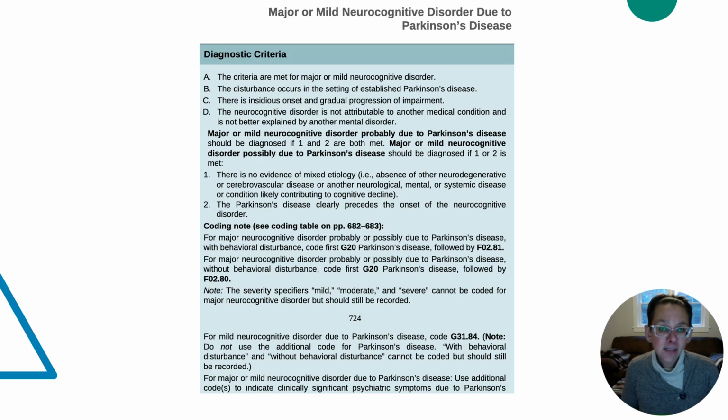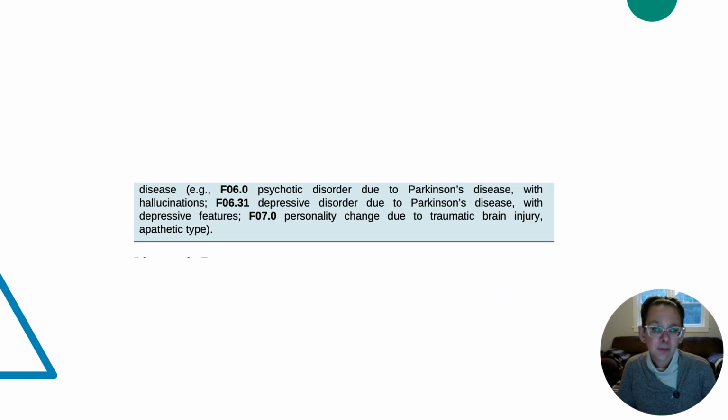And then we have Parkinson's disease. You'll probably see this major or mild. And so insidious onset and gradual progression, not attributed to another medical condition. No evidence of mixed etiology. And Parkinson's disease clearly precedes the onset of the neurological disorder. These are the people that I was taking care of on the long-term side of the nursing home, the major neurocognitive disorders due to Parkinson's disease. And some coding.